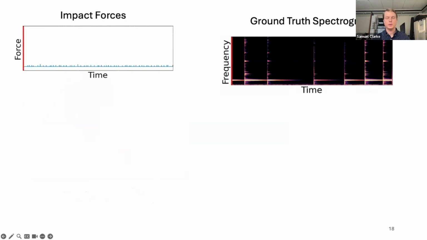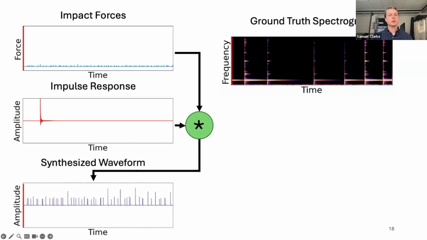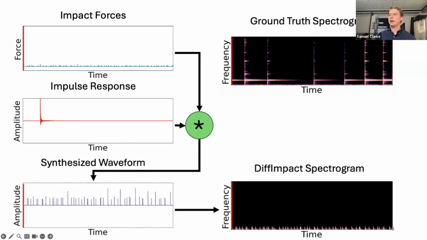First of all, we consider the impact sound to be a product of the impact force time series acting on the object, as well as the intrinsic impulse response of the object. These two aspects are convolved together to produce a synthesized waveform. And then we have a predicted spectrogram. Each of these three models is parametric and differentiable.